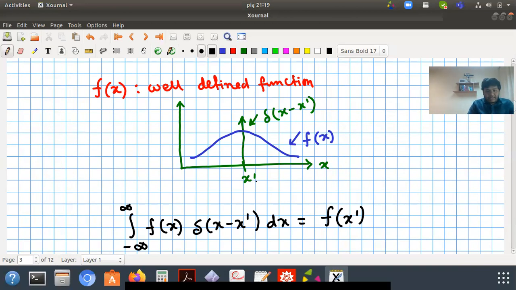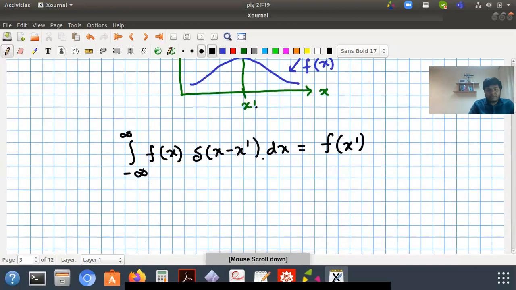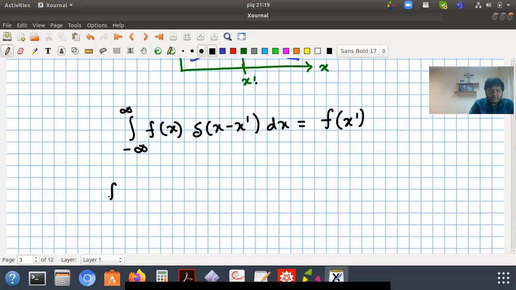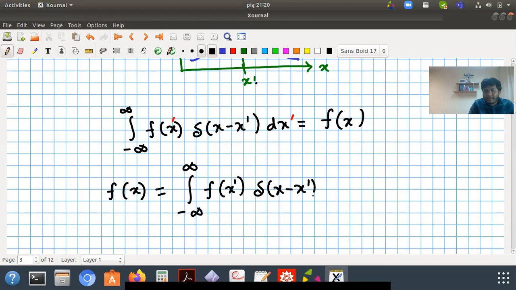Great. Now suppose I ask you, can you define the function f of x in terms of the delta function? Is it possible? Yes, right. It is very easy. What will happen if I take the prime here and the prime here, so that I change the variable? This should be f of x. So one can write any function in terms of the delta function also: f of x equals the integral from minus infinity to plus infinity of f of x prime delta of x minus x prime dx prime.